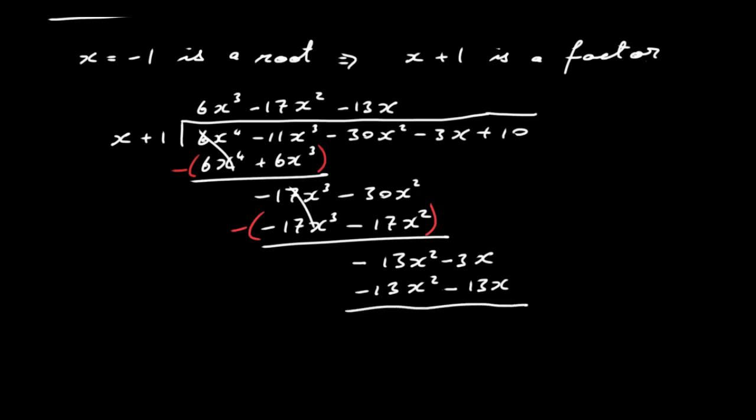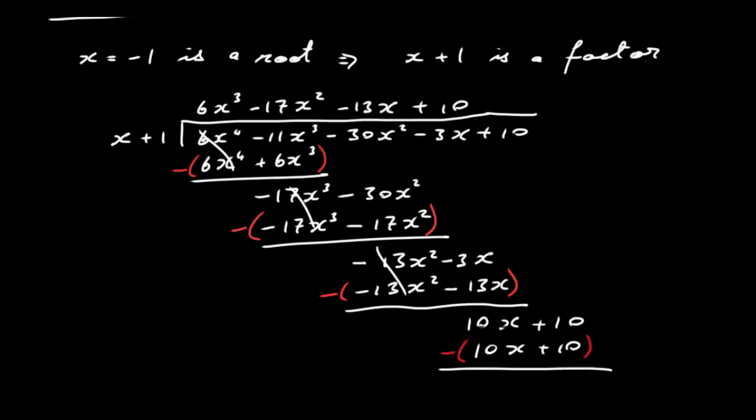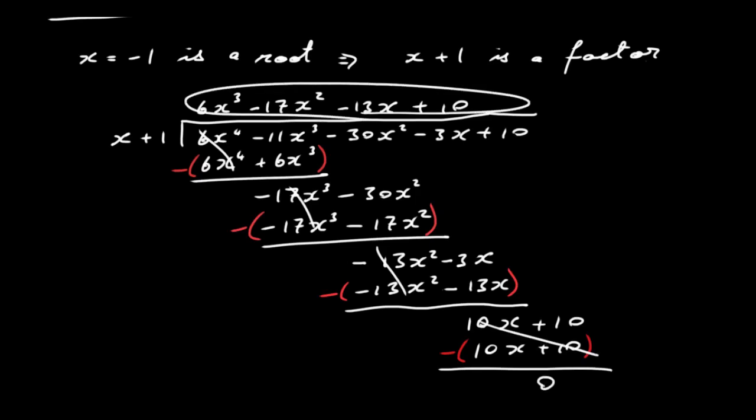Put a line underneath again, subtract again. So this becomes a plus here. So that's minus 3 plus 13, that will give us plus 10x. Bring down the plus 10. And start again. So x into 10x is plus 10. Multiply, you get 10x plus 10. And you can see here that if we subtract those two, we will get 0. So again, this is a factor.